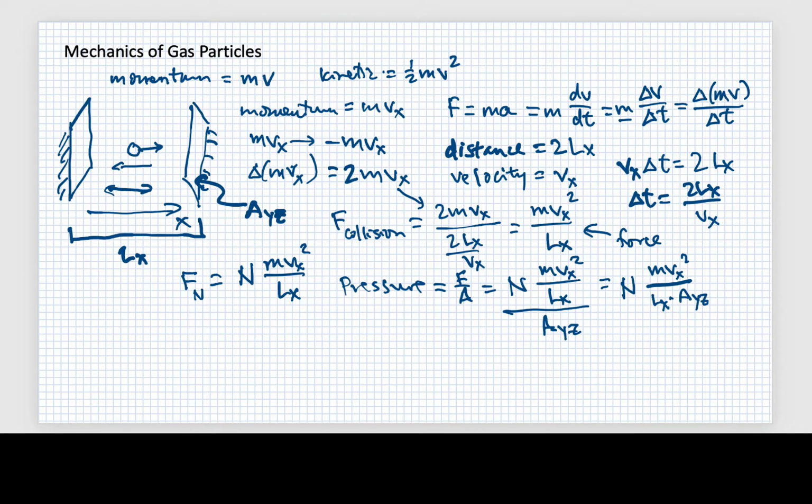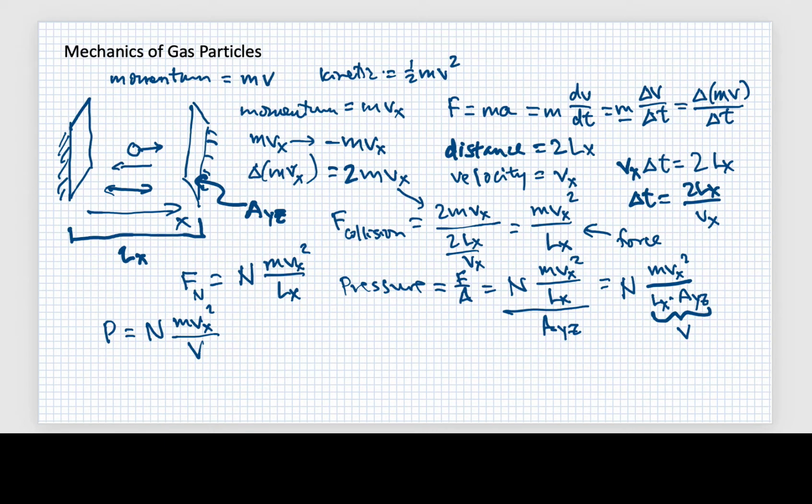But what is Lx times Ayz? Well, if we have a perfect rectangular prism here, this is just the volume of my container. So in other words, the pressure for this very simple mechanical system is simply given by the number of particles times mvx squared divided by the volume. All right, so what do we make of this?